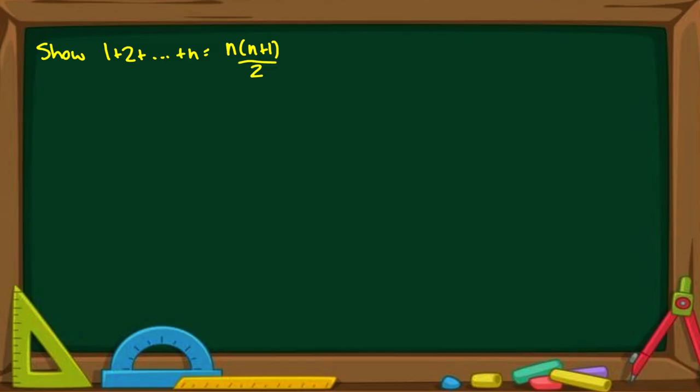Okay, so let's show that 1 plus 2 plus ... all the way up to n is equal to n times (n plus 1) over 2. Well, we need to start with a base case, and we need to assume that n is equal to 1. Now we have to prove that this holds for the first number. So what we're saying here is that 1 is equal to 1 times (1 plus 1) over 2, which is equal to, of course, 1 times 2 over 2, which is just equal to 1.